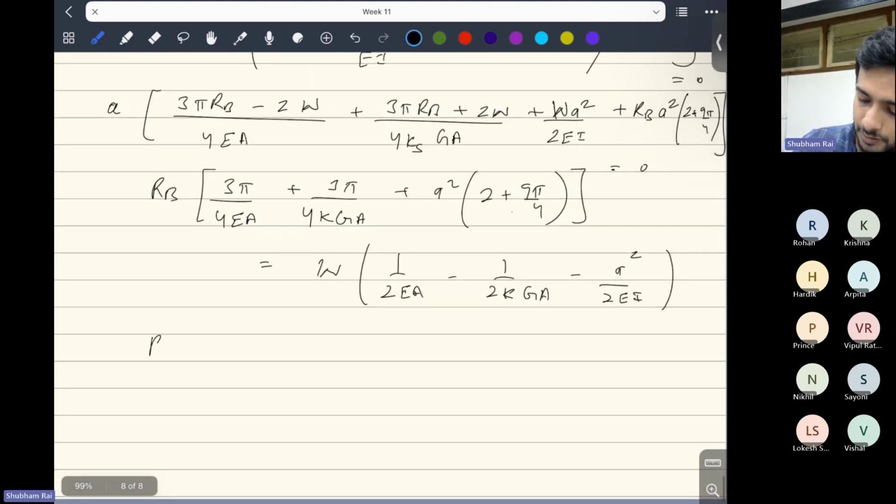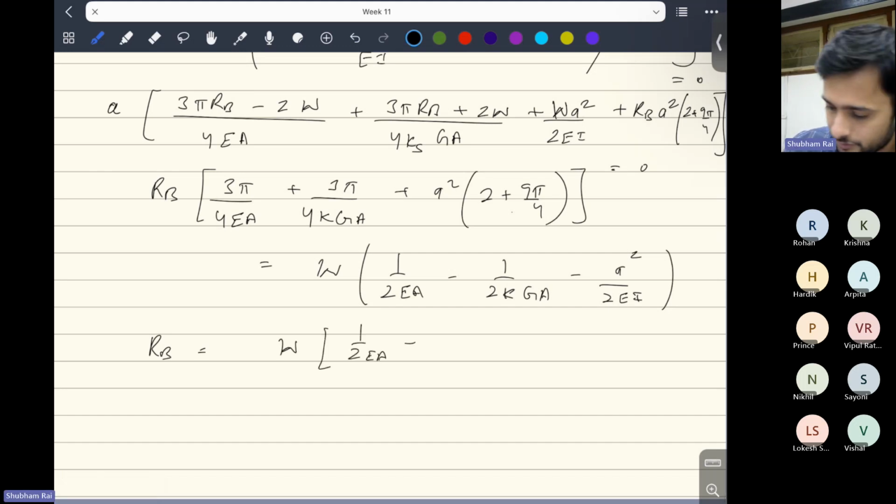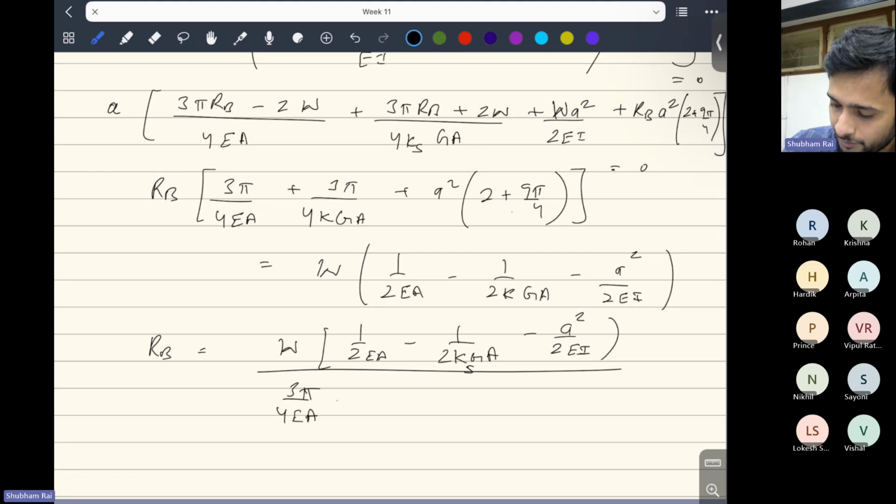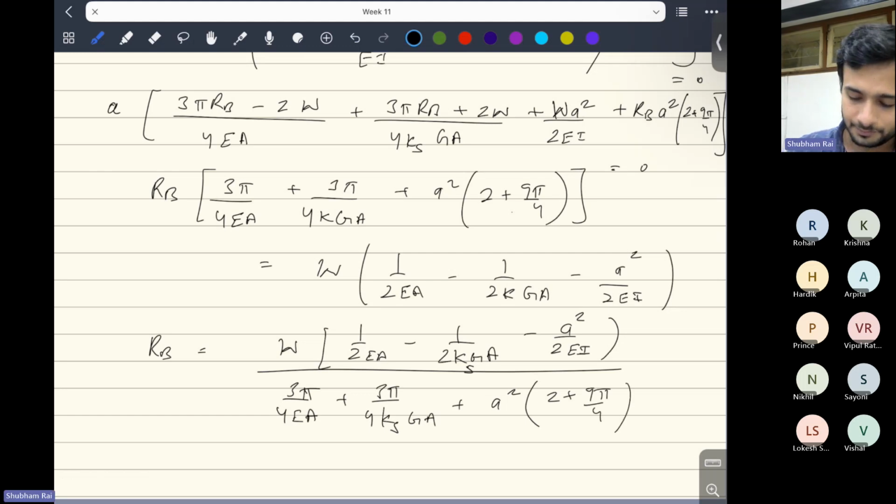So finally, you are getting RB as W times 1 over 2 EA minus 1 over 2 kappa S GA, where kappa S is the shear correction factor, minus A square over 2 EI, and this should be divided by this term: 3 pi over 4 EA plus 3 pi over 4 kappa S GA plus A square into plus 9 pi by 4. So this is the final expression for RB. Please solve this integral, you should get this expression.